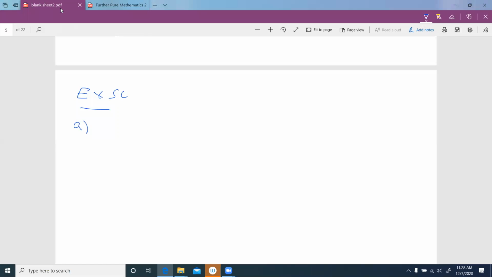part A, question number 1. The question is dy by dx equals y over x plus x over y. The substitution they have given here is z equals y over x. They need the answer in terms of z and x.